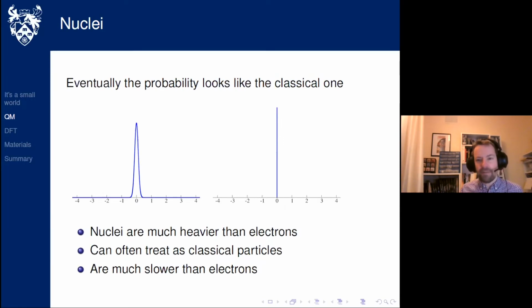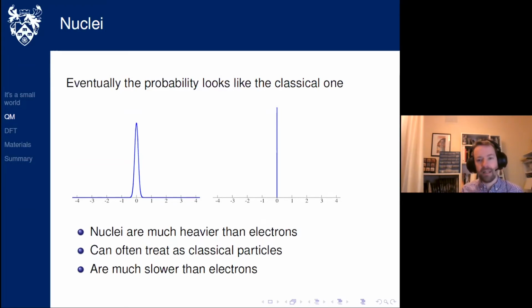So there's my heavy particle on the left, that's its wave function. And there's the classical picture of a particle on the right. And in fact, they're practically just about the same. If my particle has enough mass, I can use a classical approximation. Now, it turns out electrons are too light to do this. We need quantum mechanics for those.